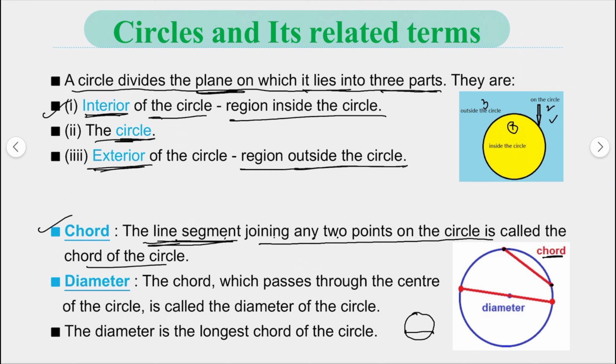Okay, when we join these 2 points, we'll get a line segment, and that line segment will be called the chord of the circle. This is the chord, as you can see in this figure also. This one is the chord.